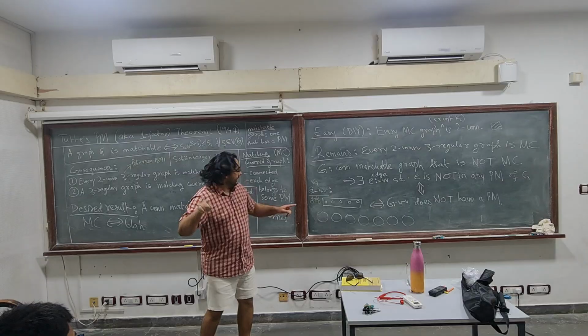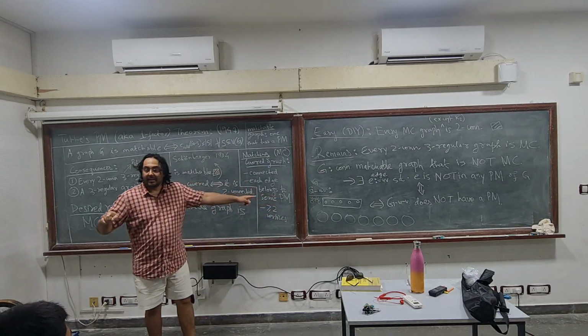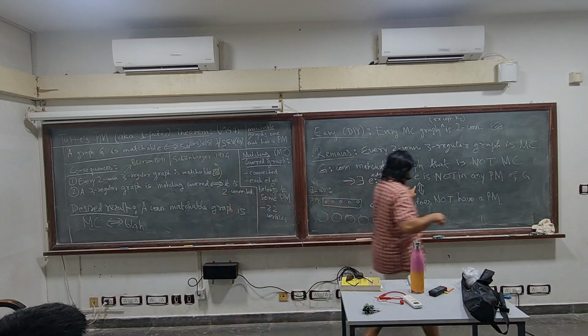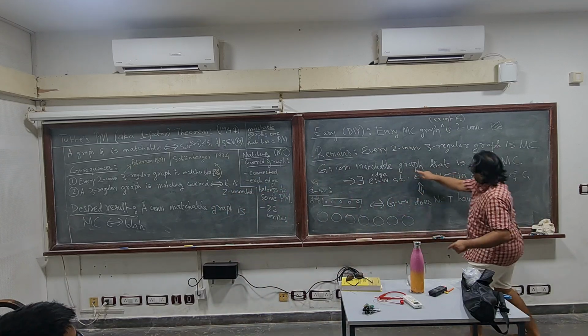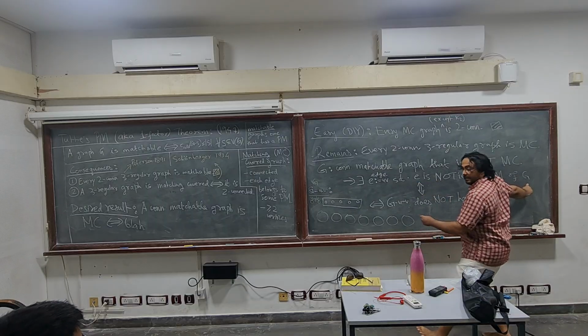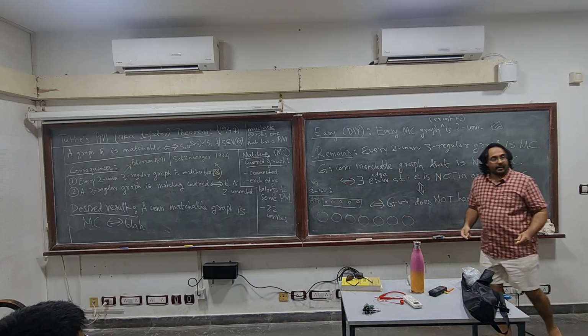Is everything if and only if? This is everything if and only if. This is if and only if. This is if and only if. A connected matchable graph that is not matching covered is the same as saying this, right? This is also if and only if.